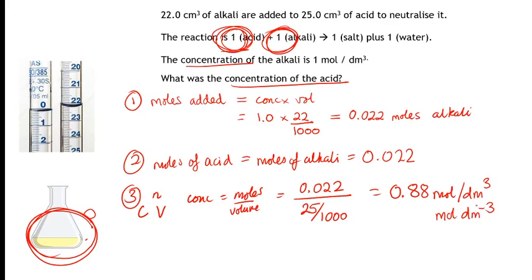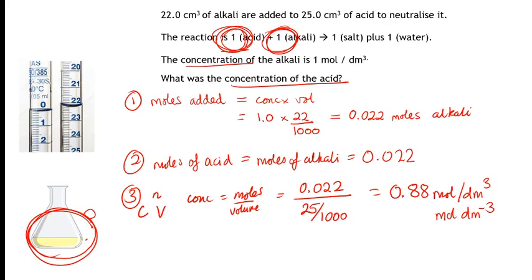And that seems to make sense. Is that the right way around? Let's see now. We had to add slightly less alkali than acid to neutralize it, looking back at the original figures, the 22 and the 25. So that tells me that the alkali was a bit more concentrated than the acid. And that's right, the alkali was 1 mole per decimetre cubed, and the acid has come out as a slightly smaller value.